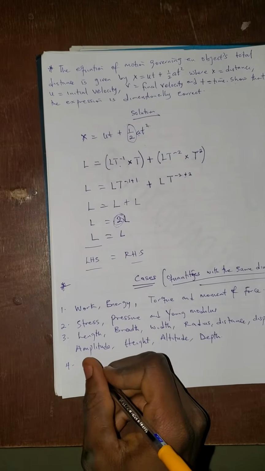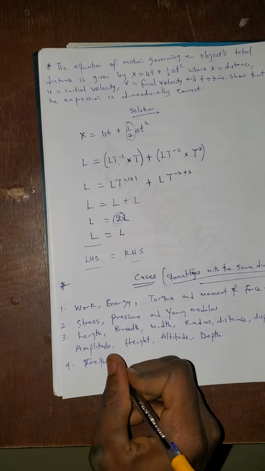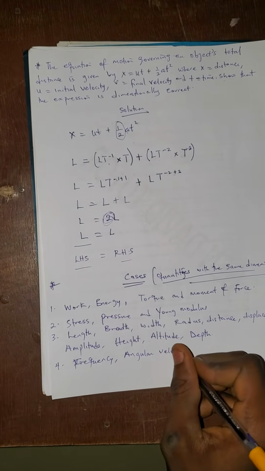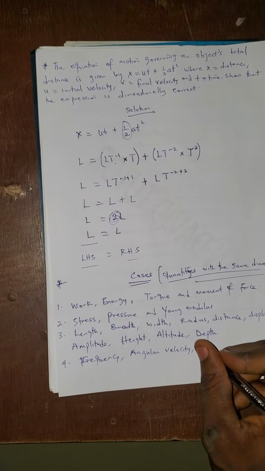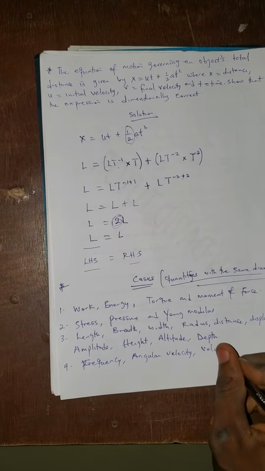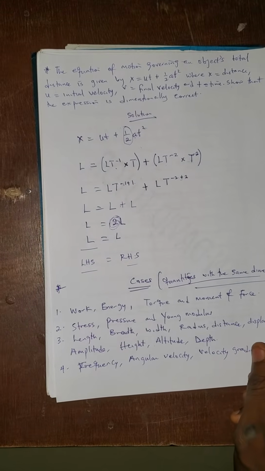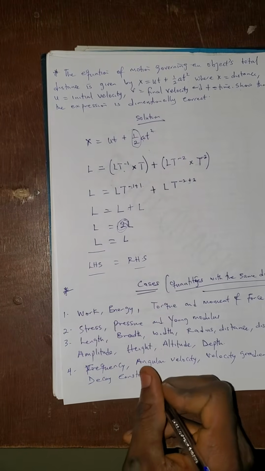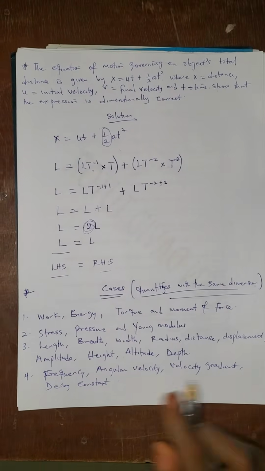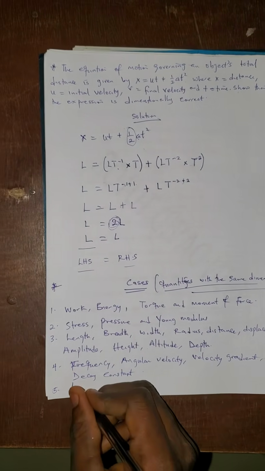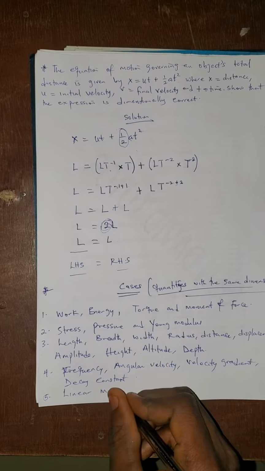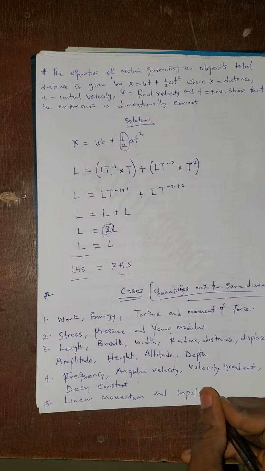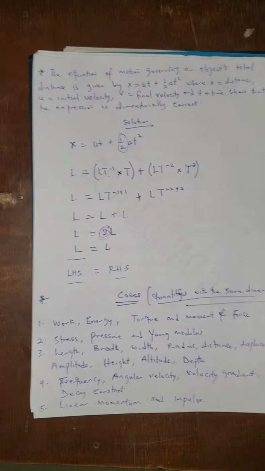Number 4. We have frequency, angular velocity, velocity gradient, and the decay constants. They also have the same dimension. Number 5, we have linear momentum and impulse. Linear momentum and impulse also have the same dimension.